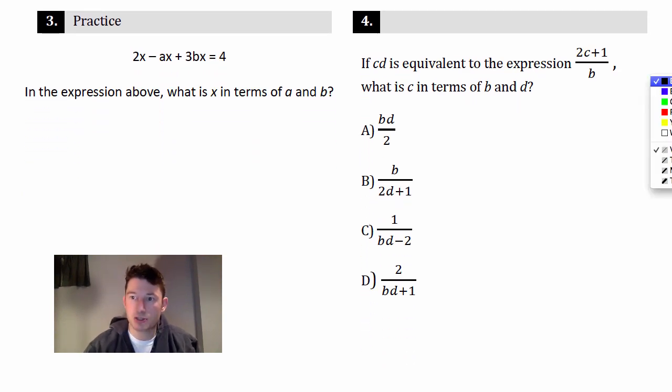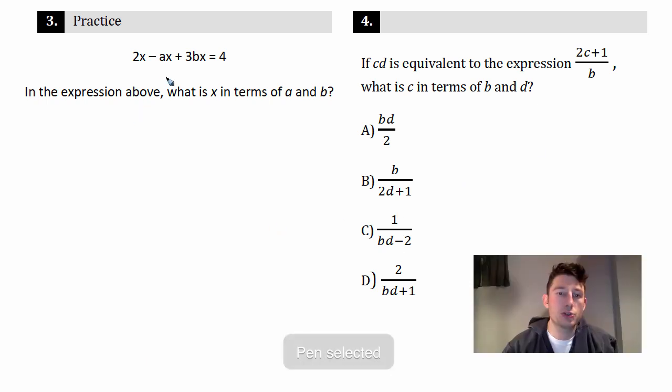This one says, sorry, getting my pen lined up. There we go. 2x minus ax plus 3bx equals 4. In the expression above, what is x in terms of a and b? So remember I said if it's x in terms of, you want to get x by itself. So x equals. So let's do that.